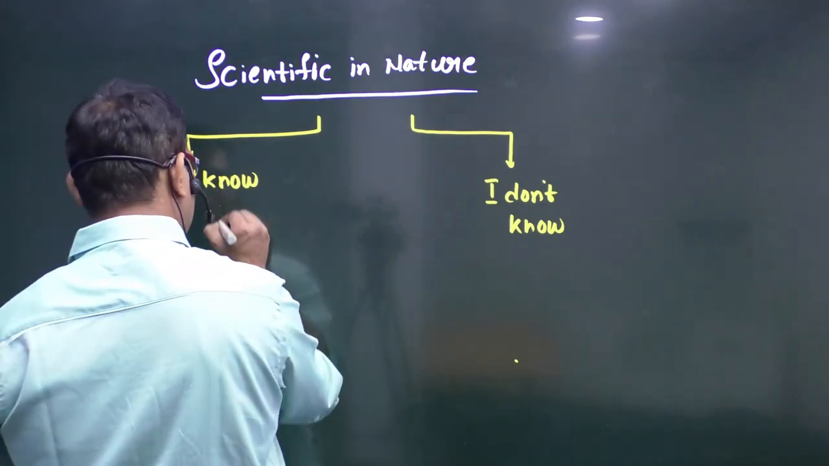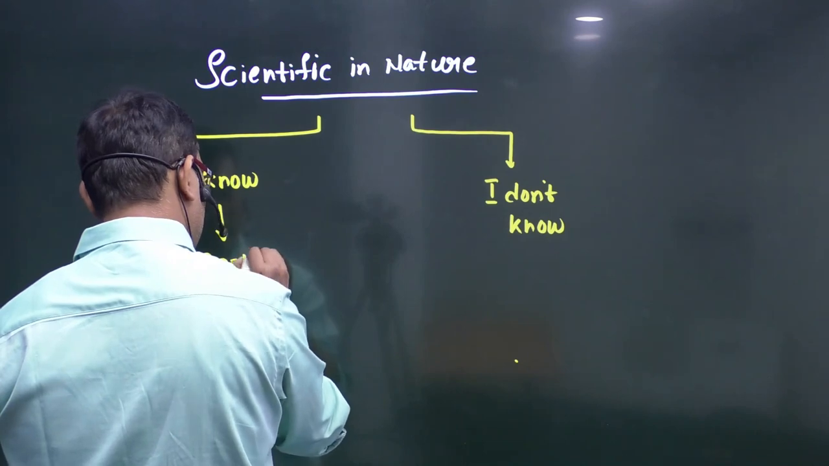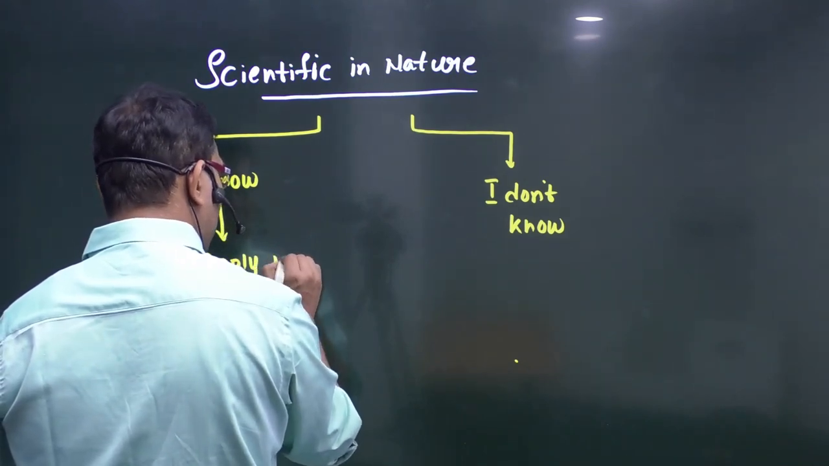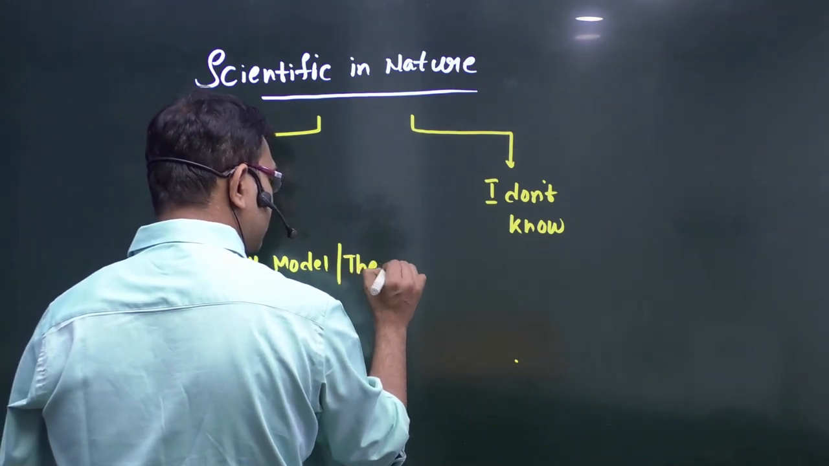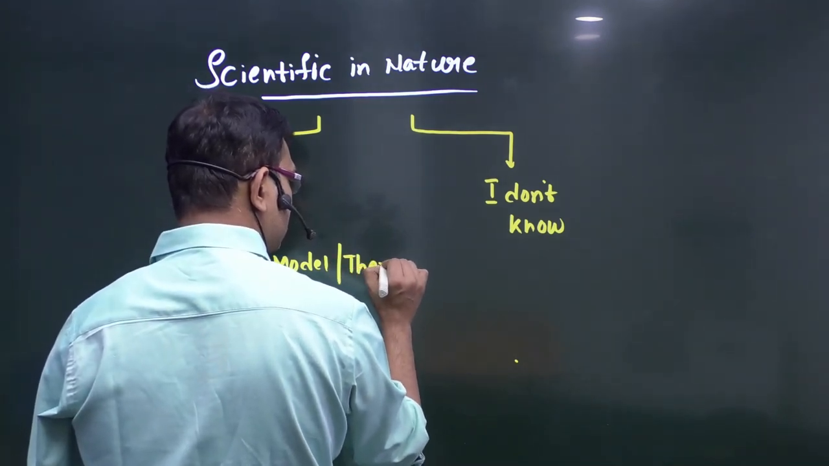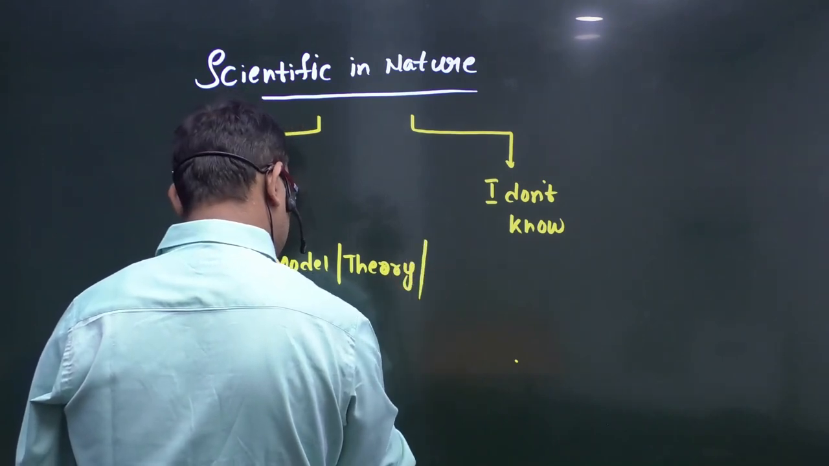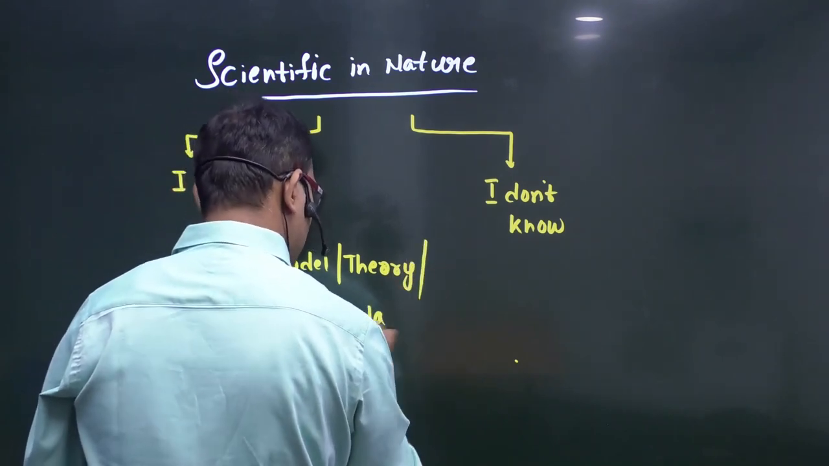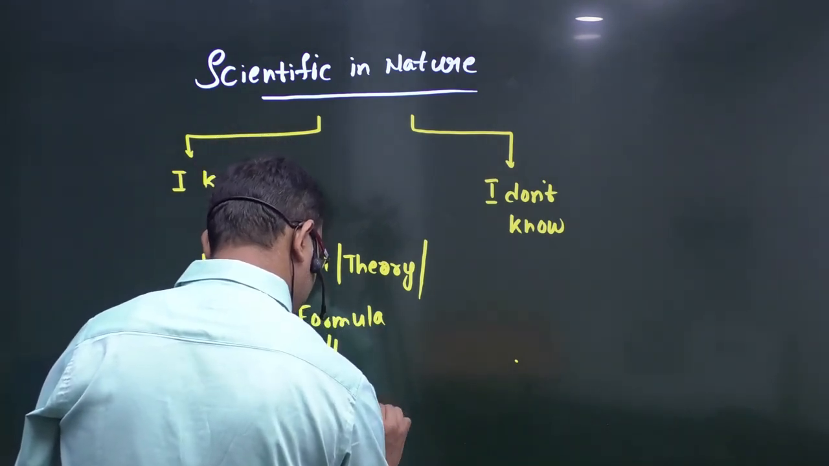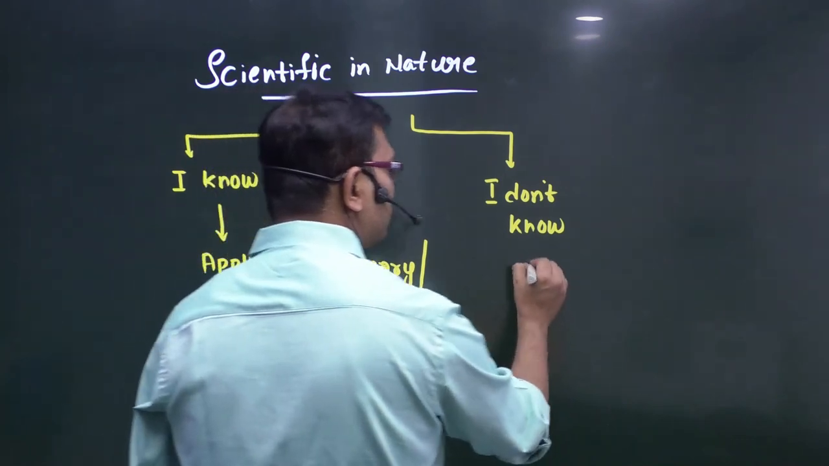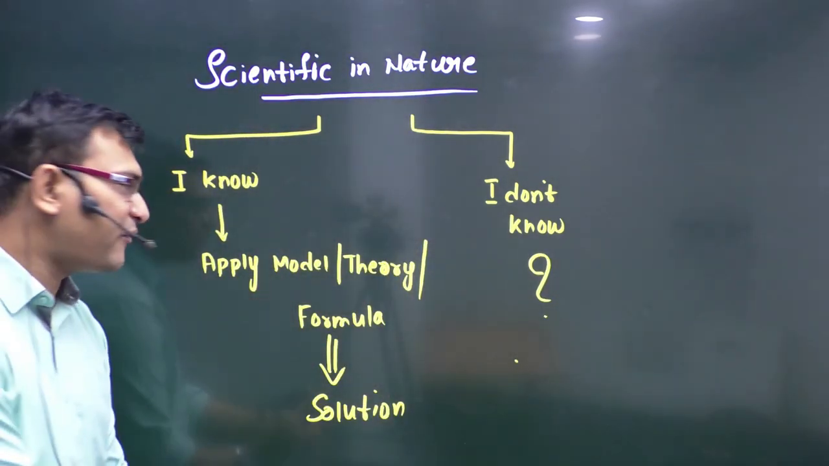Like for example, if I know, I will apply a model or theory or formula, and I'll get the solution out. If I don't know, it is out of boundary, kuch nahi hoga. Right? This is scientific in nature.